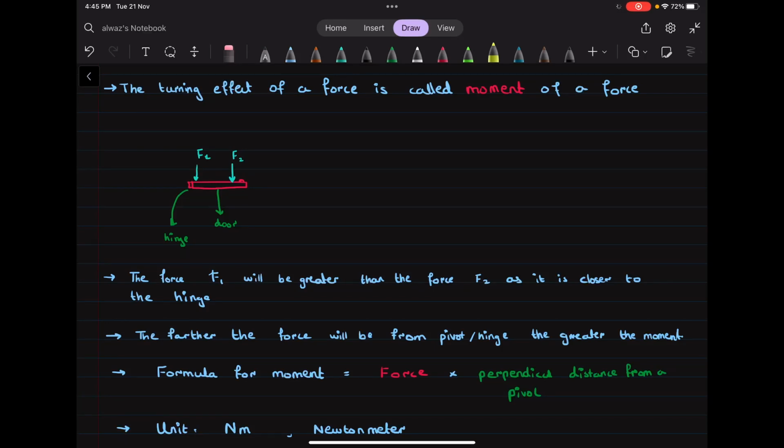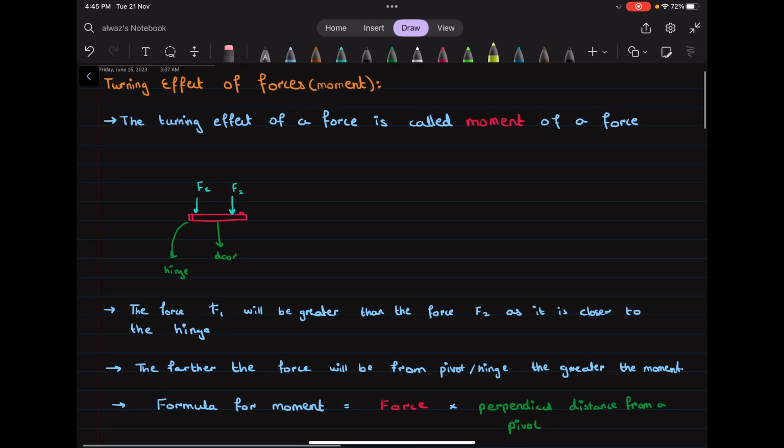Hello everyone, welcome back. Today we're going to be doing the last few subtopics for the chapter forces that have been left. This is going to be the last video for forces, and we're going to start with the turning effect of forces or moment. Whenever a force has a turning effect, it's called the moment of a force.